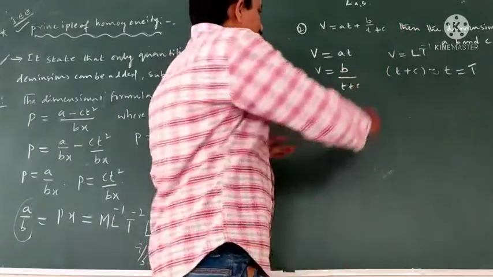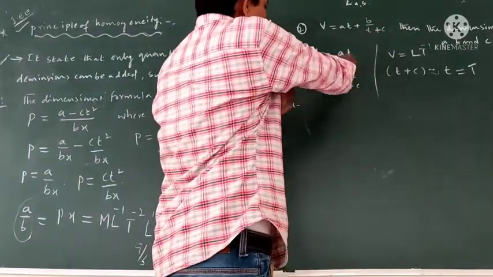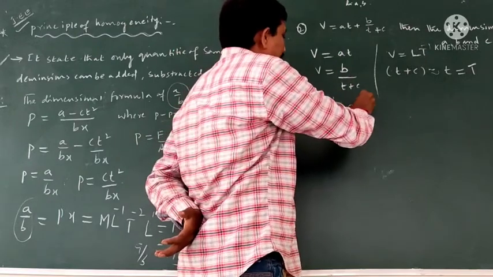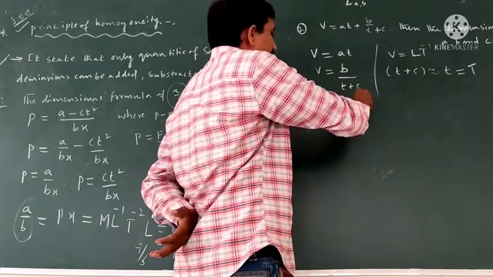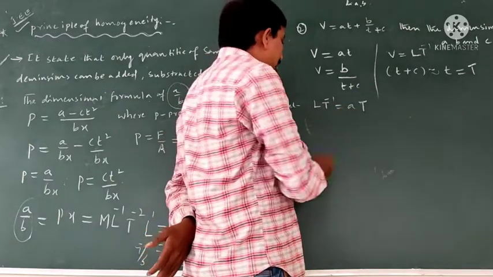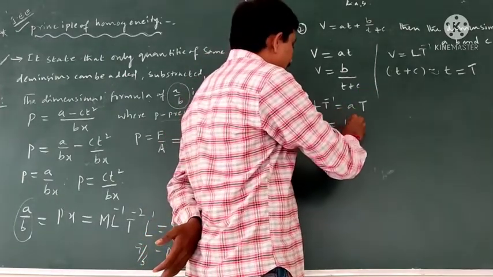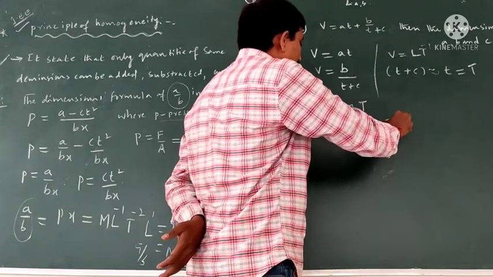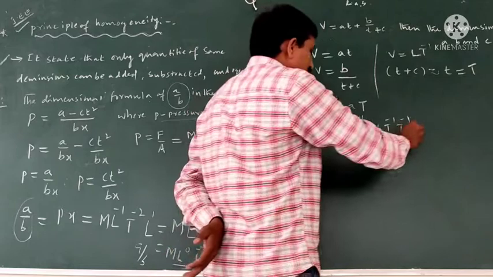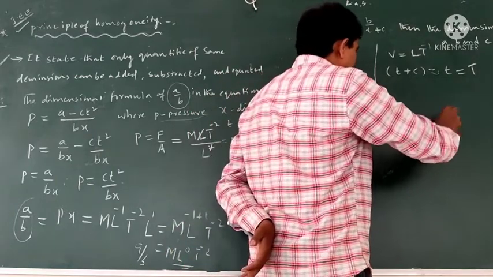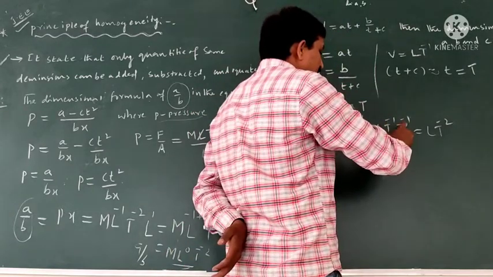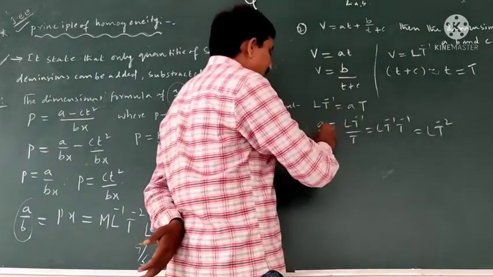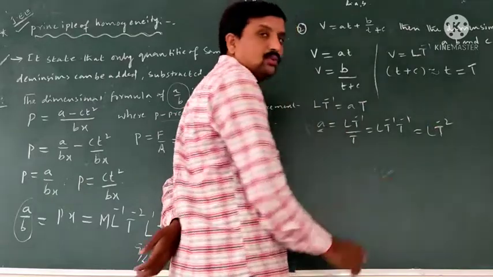Okay? So substitute the values. V, that is L T^-1, is equal to A into t, time denoted by T. So A is equal to L T^-1 by T, that is equal to L into T^-1 T^-1, which should be equal to L T^-2. So the A value is equal to L T^-2.